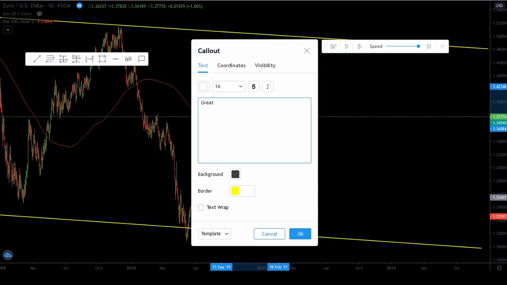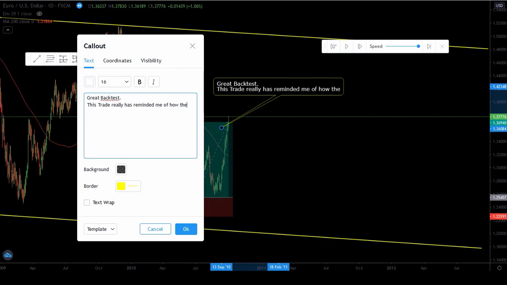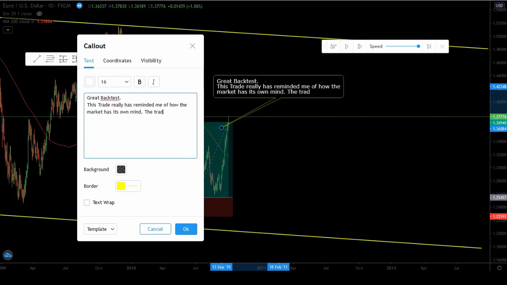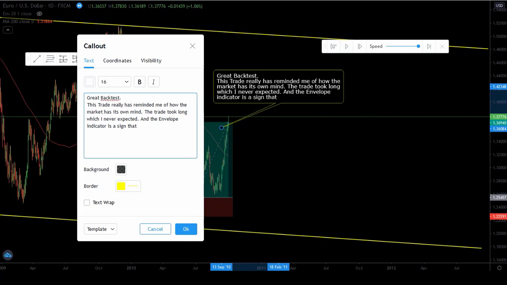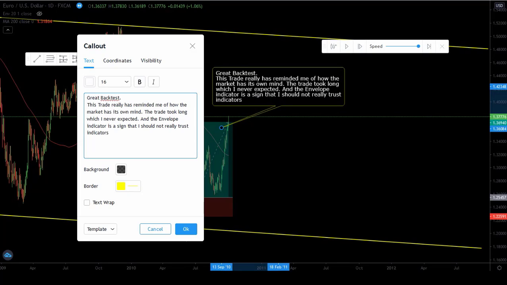So after this, what I do during my backtest, after I backtest, is I just type in what I've learned. Okay, let me just type in everything real quick. Okay, so after typing, then I save my image and then I document it.